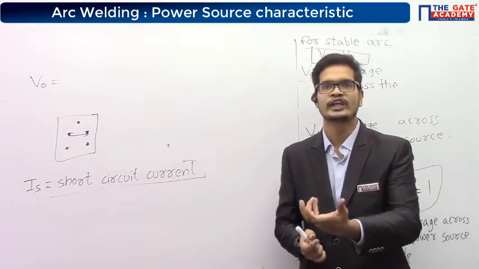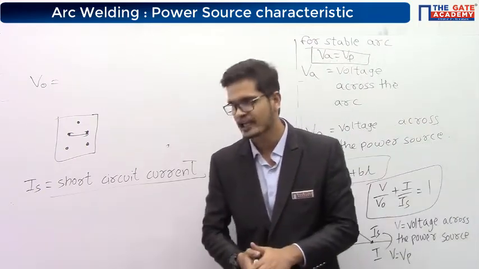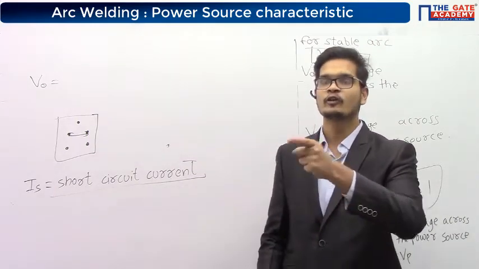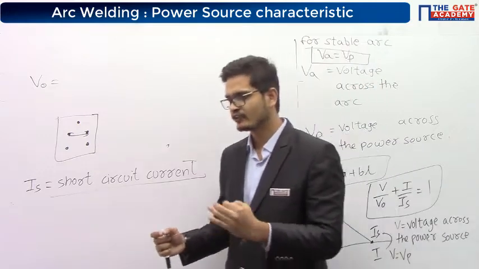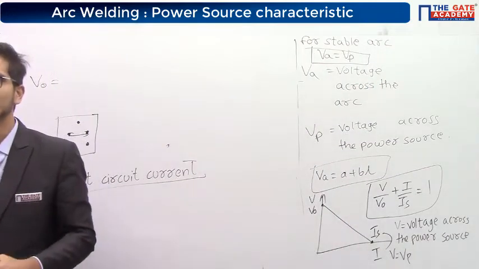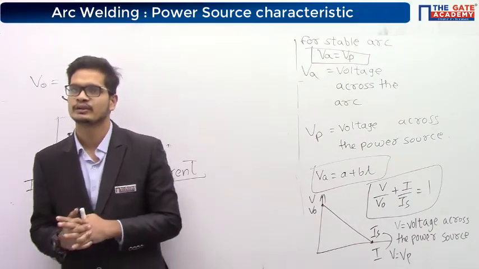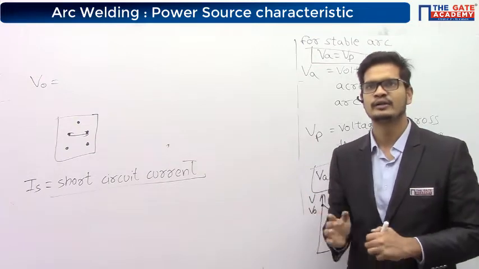So the maximum voltage that the power source can have is called the open circuit voltage. The 80 volts that we had seen, that we were limiting for the safety of the welder, that is nothing but the open circuit voltage, that is the maximum voltage. So I have dictated the open circuit voltage, right?